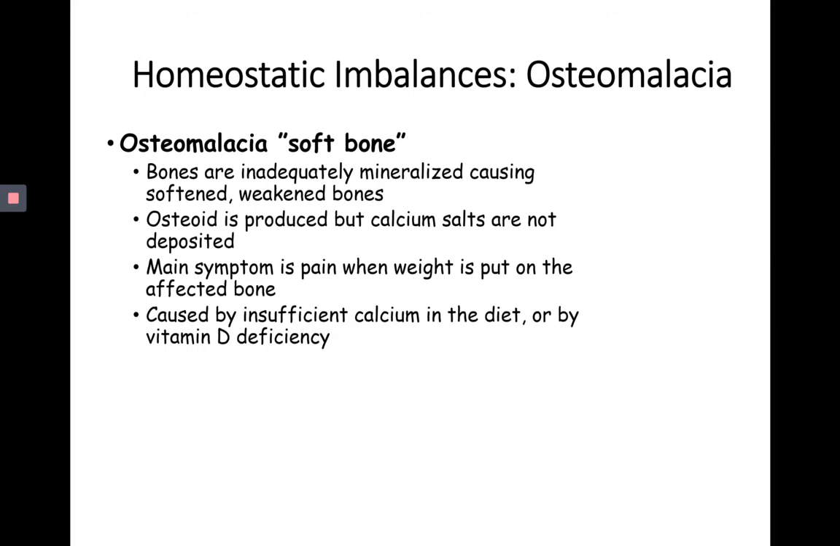Osteomalacia is soft bone in adults, rickets is soft bone in children. Both occur because of insufficient calcium or a vitamin D deficiency, and the main symptom is going to be pain when you put weight on the affected bones. Usually with those with osteomalacia or rickets, you're going to see more osteoid than calcium salts in the bone, and that's why the bones are demineralized and weak. They're very soft. Kind of think of them as bendy.